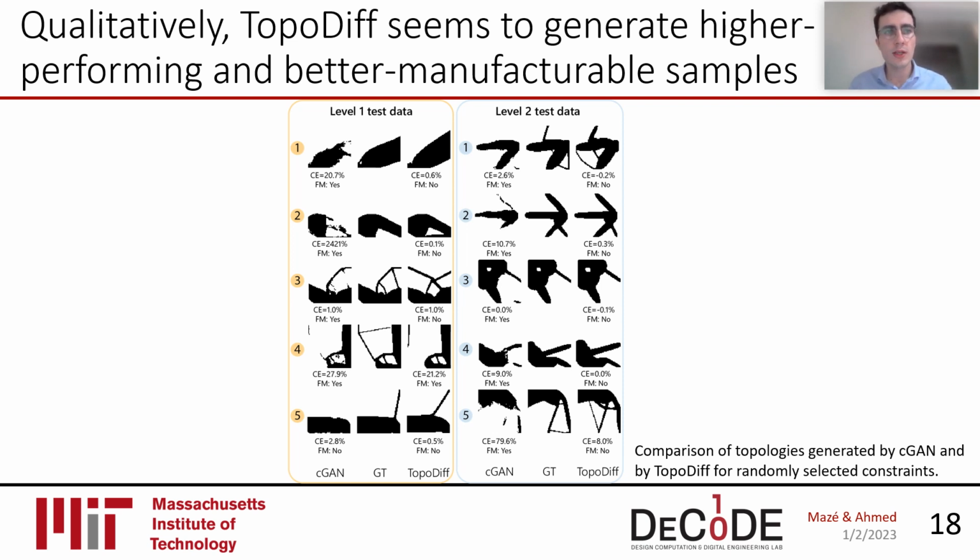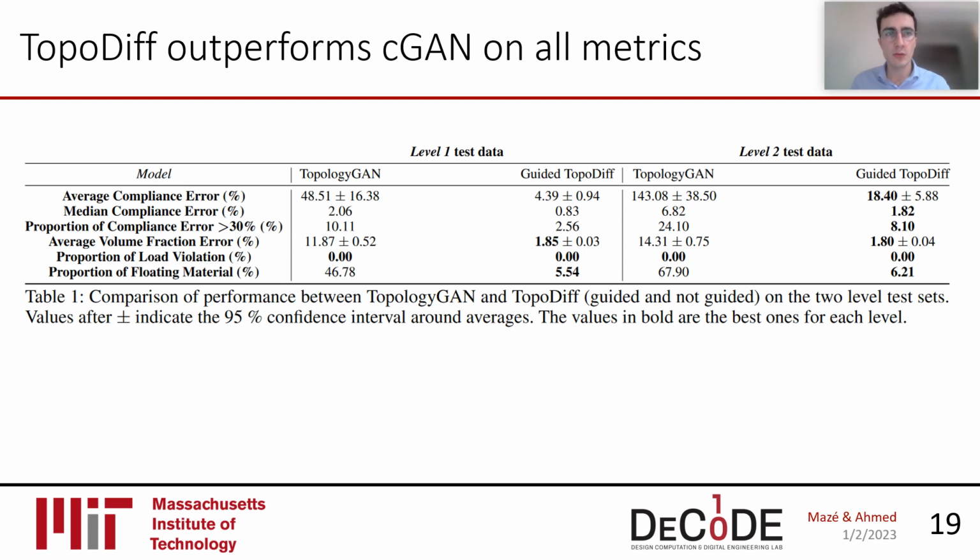Here are a few qualitative results on both test datasets. For every sample, the image on the left was generated using a state-of-the-art GAN model. The image in the middle is the one obtained with traditional methods, and the image on the right was generated by Topo Diff. As you can see, Topo Diff seems to be able to generate good performing structures on both datasets. It also produces significantly less floating material than the GAN. To quantify these observations, we show here the results on the full test datasets. Topo Diff outperforms the state-of-the-art GAN on all metrics.